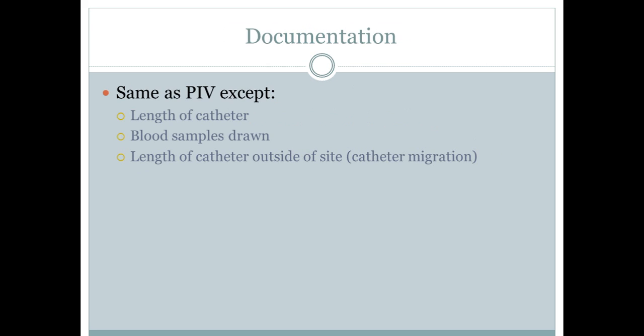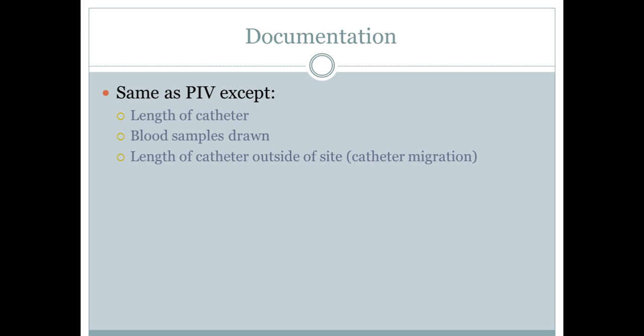The documentation that we're going to be doing with insertion as well as with dressing changes is going to be the same as peripheral IV documentation. However, we will be definitely charting the length of the catheter. We still do with the IVs, however, it's definitely going to be longer. We're going to document if, let's say, we had blood samples drawn from that IV site. That's something that the RN will be doing that is outside your scope of practice as an LPN, but just something to note.